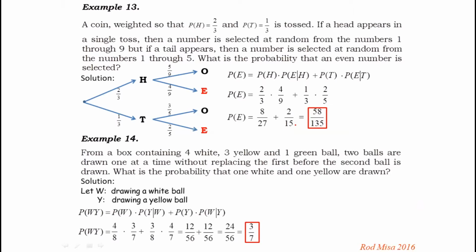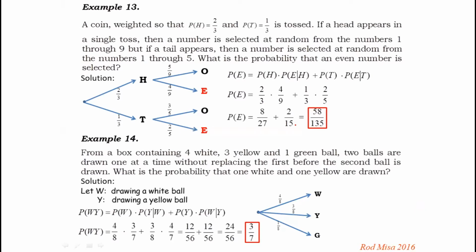Now, illustrating this one using a probability tree, we have 3 arrows here, since we can draw a white or a yellow or a green ball from this box. And drawing a white ball from this box is having a probability of 4/8, since we have 4 white balls out of the 8 balls in this box. And we have a probability of 3/8 of drawing a yellow ball from this box, since there are 3 yellow balls from this box of 8 balls. And also a probability of 1/8, since we have only 1 green ball from this box of 8 balls.